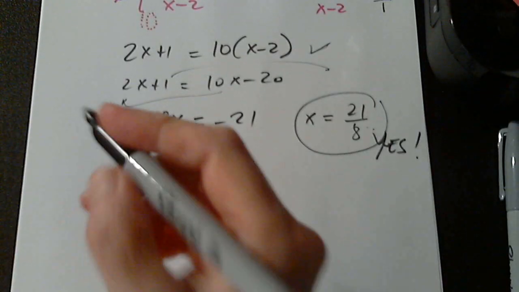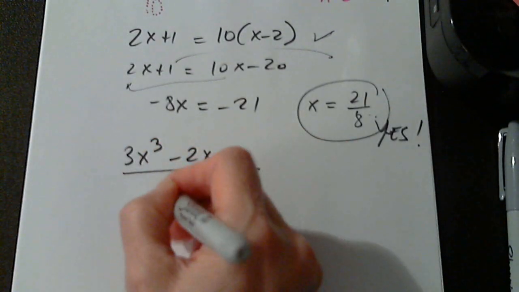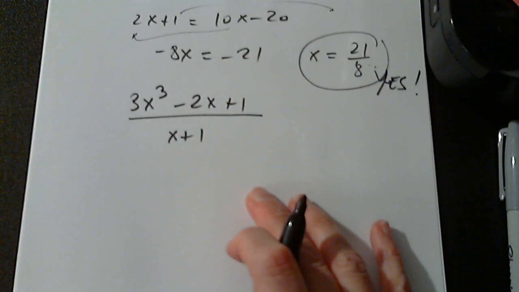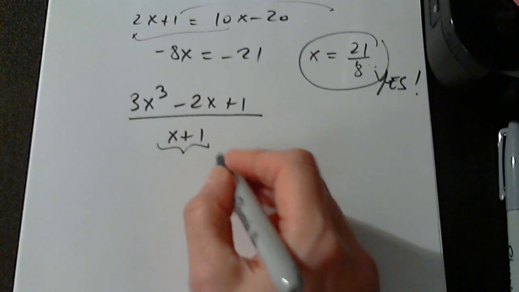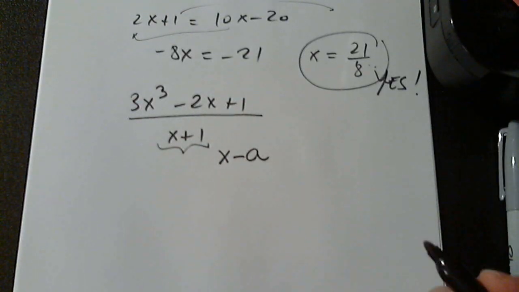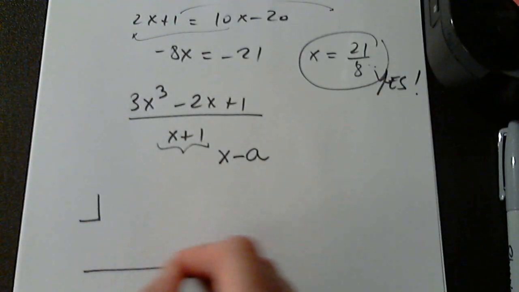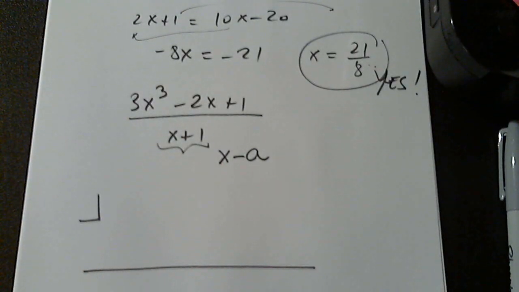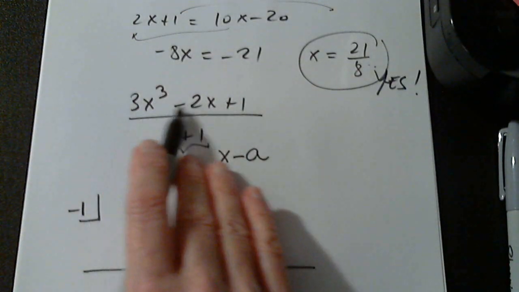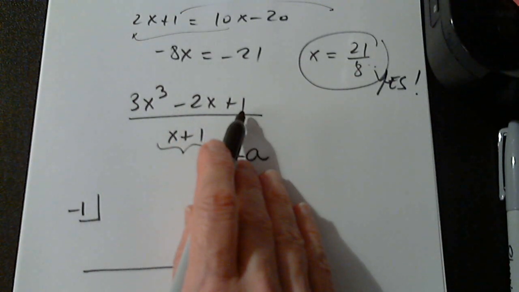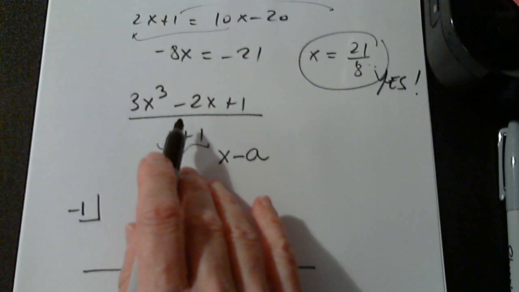Yep, here it is. So 3x cubed minus 2x plus 1 divided by x plus 1. Is synthetic division applicable? Yes, because the denominator is x minus a number. So what goes in the box? -1. Excellent. Now careful, the numerator has to be in descending order. If there are missing terms, we have to write 0.